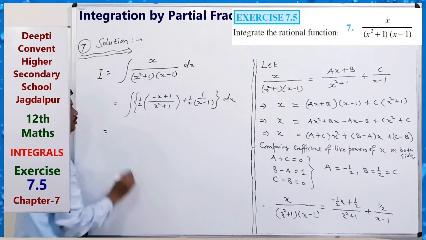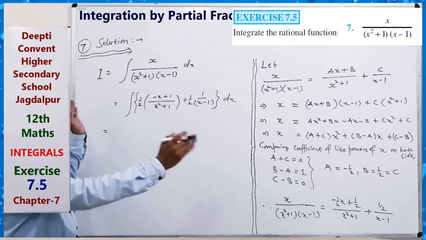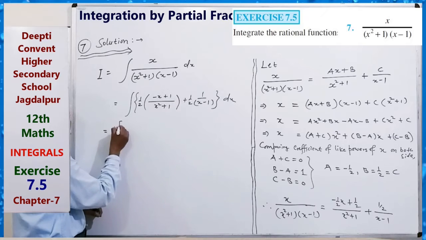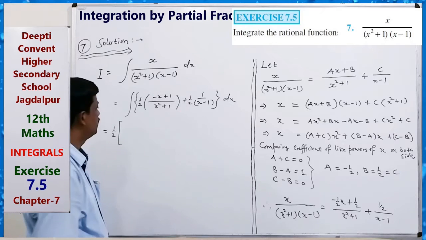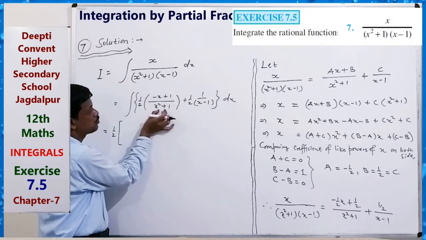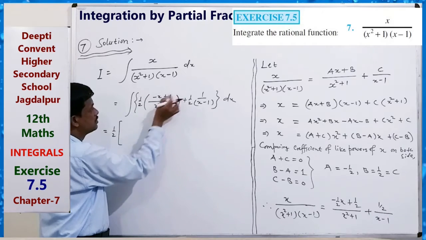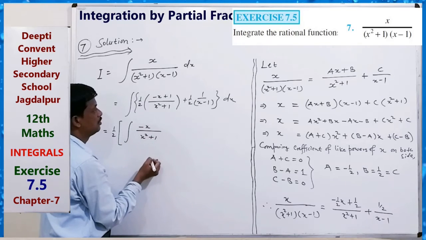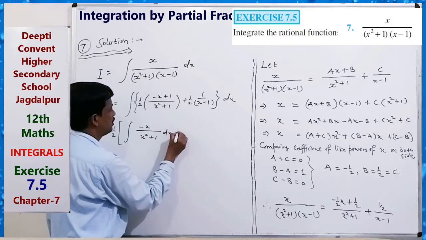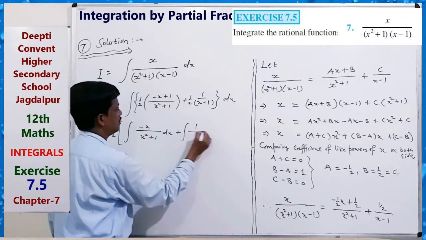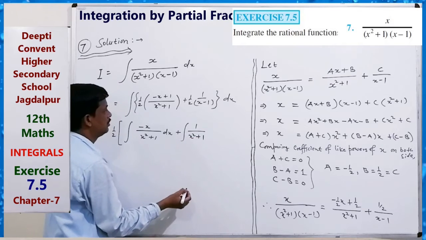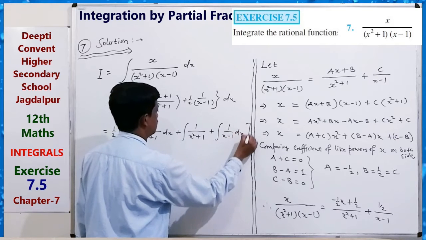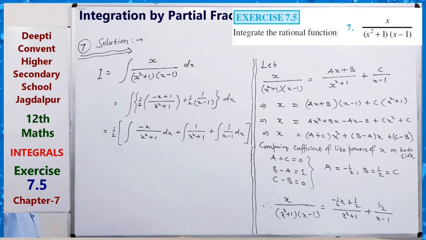Now we can separate it into 3 parts. How? Taking half common from both sides, x square plus 1 divided between this and this. So the first integral will be minus x upon x square plus 1 dx. Second part, integration of 1 upon x square plus 1. Third part is integration of 1 upon x minus 1 dx. This is our separation.